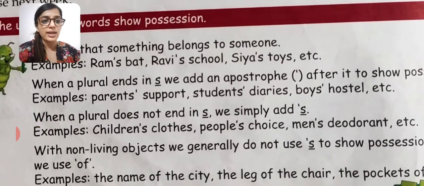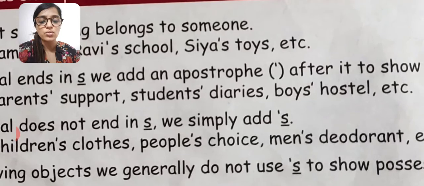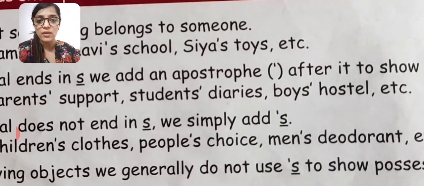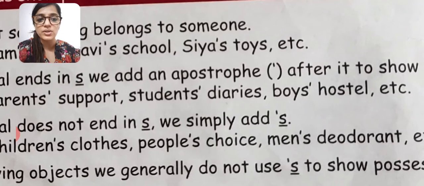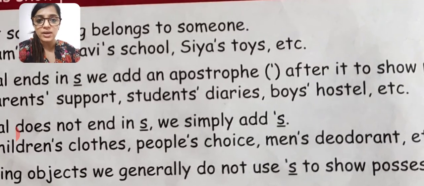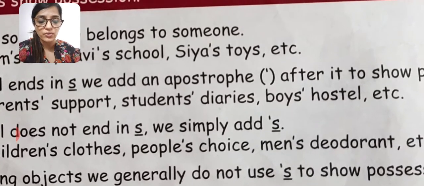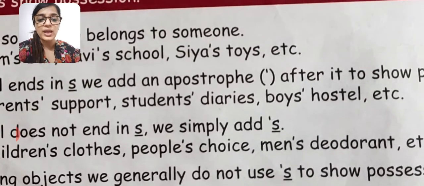So here, like students' diaries, students is already a plural, so it is not one student. If we are talking about one student, then it will be student, and we will write an apostrophe and then add s, and then we will come to know that we are talking about a single student. But if it is students' diary, with the apostrophe at the end, it means that we are talking about many students.